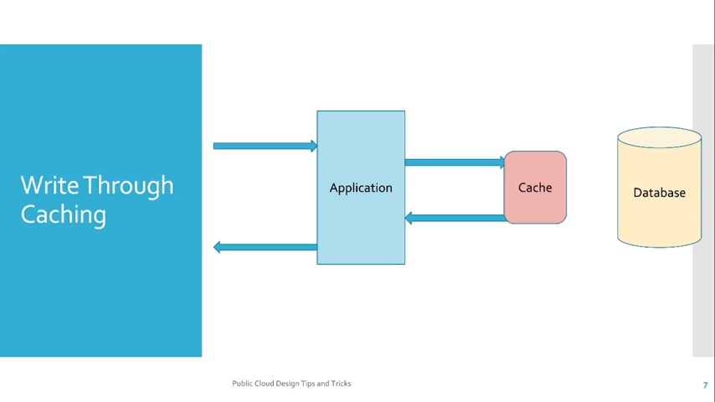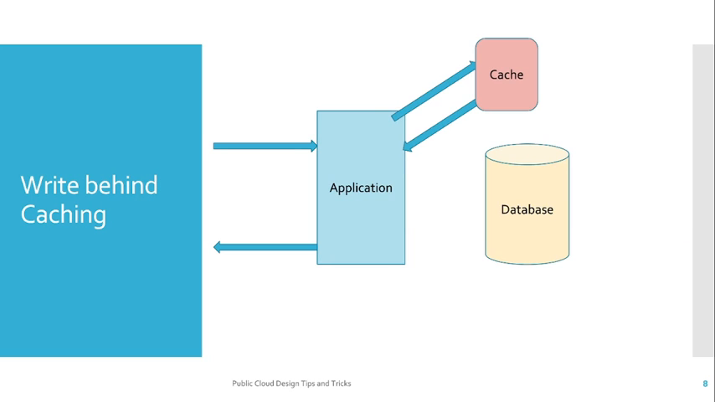Second, write through caching. When you have a write operation, first it will check in the cache and it will go to the database. It will do the write operation. After that, it will do the write operation inside the cache, and then it will come back to the application. Now this is what write through caching is.